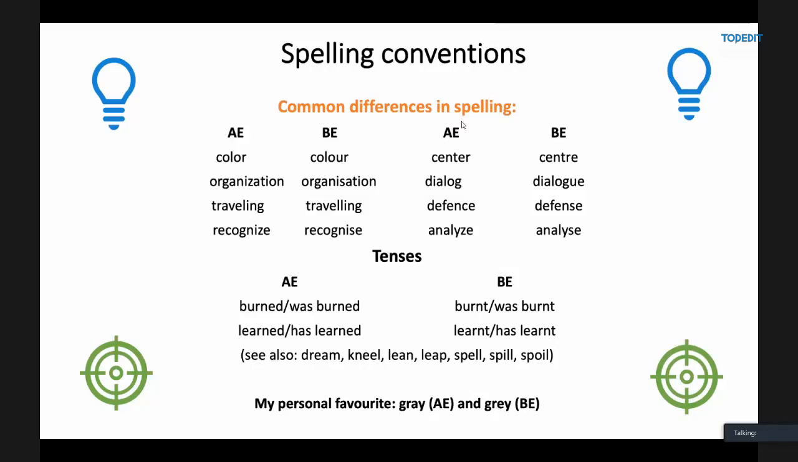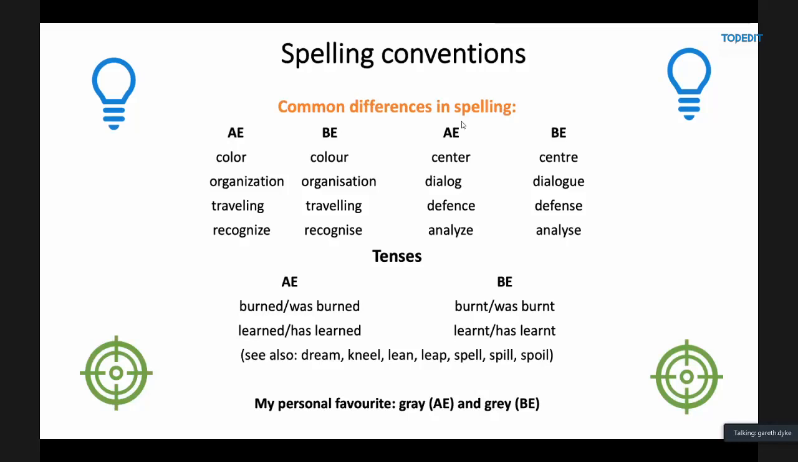Spelling conventions also trip authors up all the time. Check your journal. Check your target journal. Have a look at the author's instructions, please, because so many authors don't bother to do that. They just send the paper in with any old spelling. And most academic journals actually say, we want papers submitted in American English, or we want papers submitted in British English, or we don't care, just be consistent.